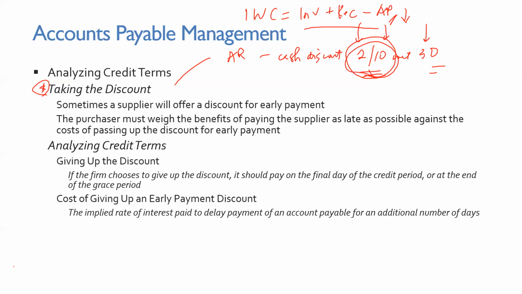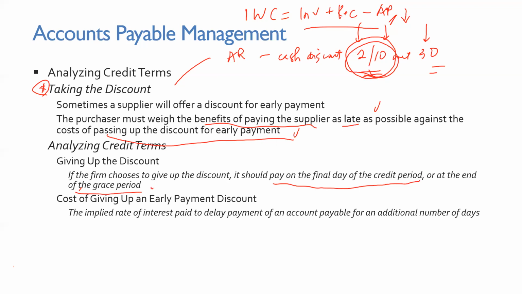So that's the cost. No? So you have to, similar to how we analyze receivables from the receivable point of view, from the payable point of view, you also have to weigh the benefits of paying late against the cost of passing up the discount for early payment. Okay. So if the firm chooses to give up the discount, it should pay the final day of the credit period or at the end of the grace period.